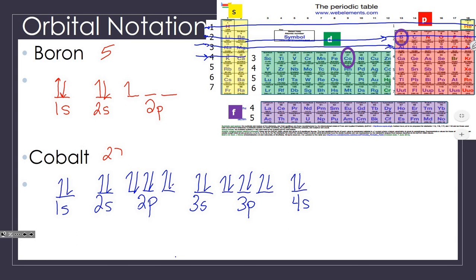I've now hit the 3D. How many rooms do the D have? 5. 1, 2, 3, 4, 5. So to get to cobalt, how many do I need to go through, including cobalt, with the 3D? 7. So 1, 2, 3, 4, 5, 6, 7, and done. Okay? Try the next ones on your own.